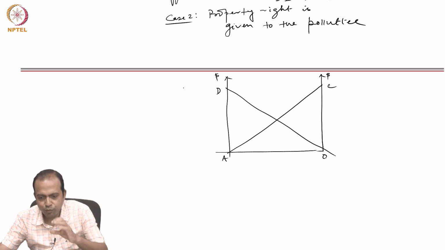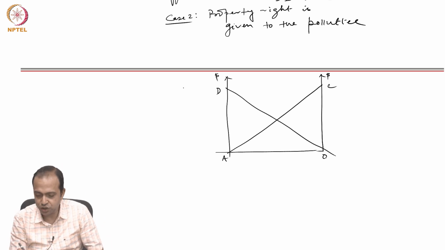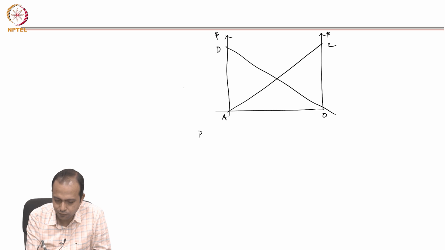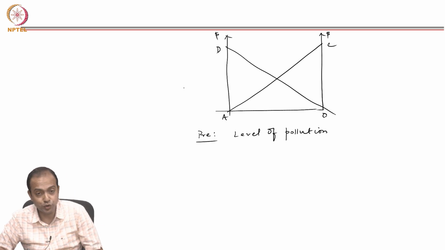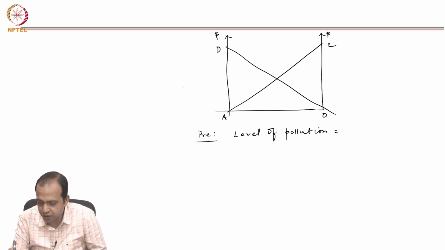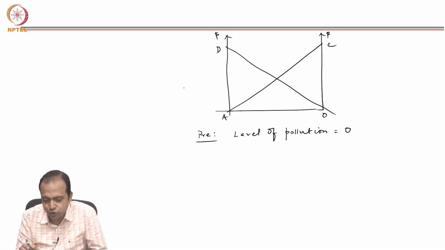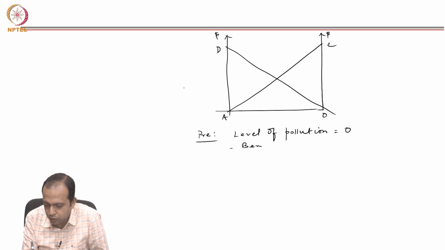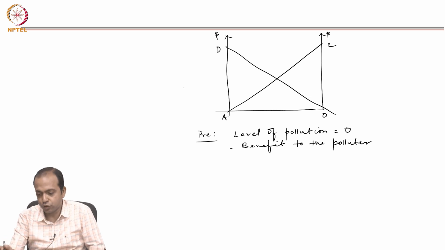Okay. Now, when the property right is given to the polluter in the pre-negotiation situation, what is the level of pollution? Property right is given to the polluter. Obviously, level of pollution in that case would be 0, because pollutee won't allow the polluter to pollute. If level of pollution is 0, what is the benefit to the polluter? It is also 0.